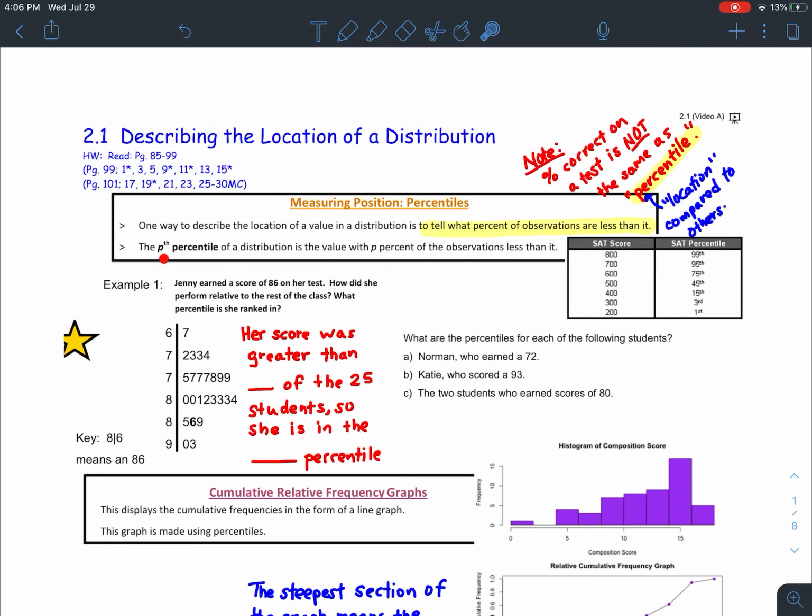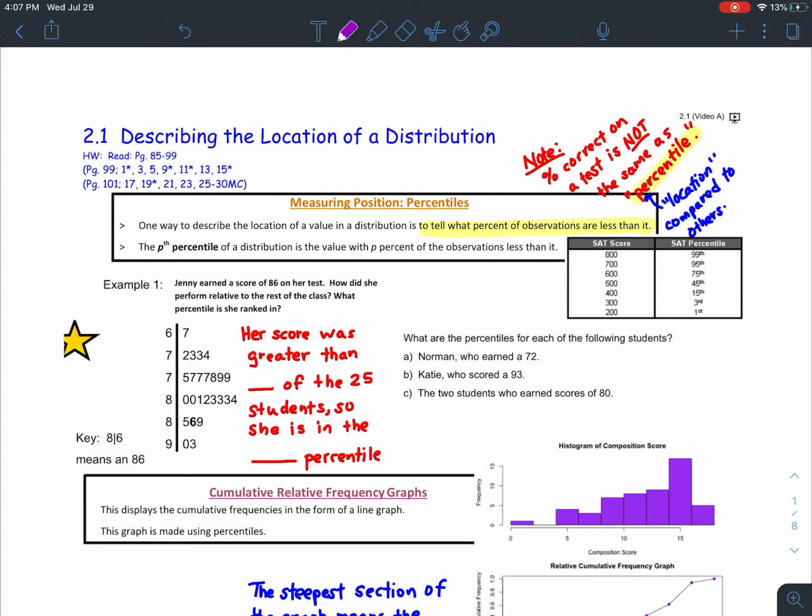So when we say that they're in, say, the 10th percentile or the pth percentile, this is the value where p% of the observations fall underneath or are less than it. So let's look at an example here. We have Jenny. It says that she earned a score of an 86 on her test. The question is, how did she perform relative to the rest of the class, and what percentile is she ranked in? You can see what they gave us here is a stem and leaf plot. Here's our key. So we see that an 8 with a bar and a 6 represents a score of 86, which would be Jenny's score here.